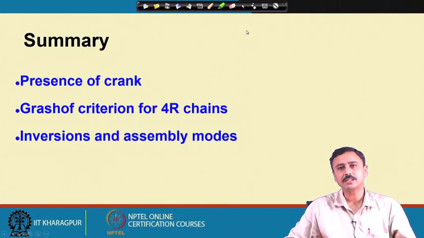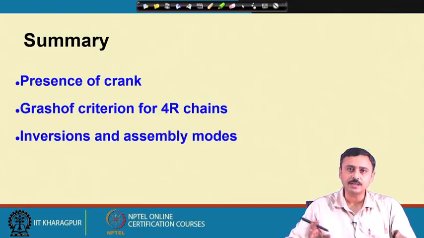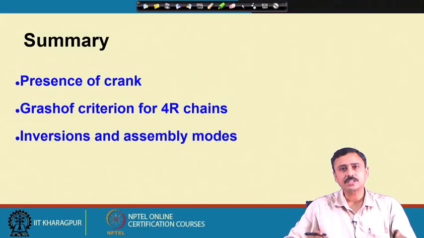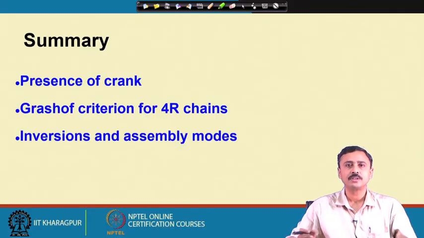So, let me summarize. In this lecture, first I have introduced the concept of a crank, the link that can rotate completely in a kinematic chain. I have discussed the Grashof criterion, which tells us how to determine whether a chain has a crank or not. So, we have discussed 4R chains. I have also introduced the concept of inversion and assembly modes for 4R chains. So, with that I will conclude this lecture.